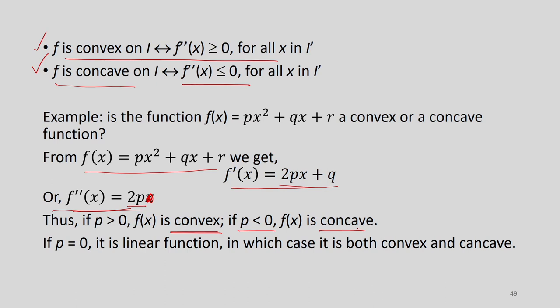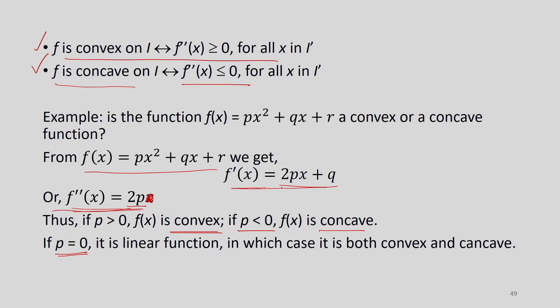Okay. So, this is how we can actually apply this rule to judge whether a function is convex or concave. Now, one might ask that suppose p is neither positive nor negative, then what is the conclusion? So, if p is equal to 0, then it is neither positive nor negative. Then actually what we see is if p is equal to 0, then this second derivative becomes 0, right?